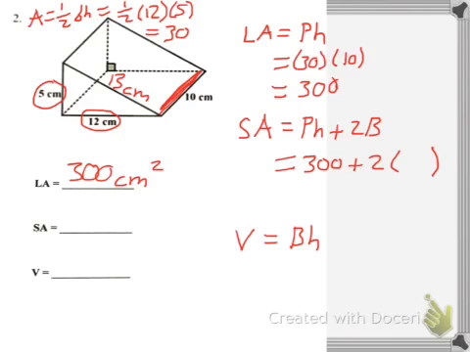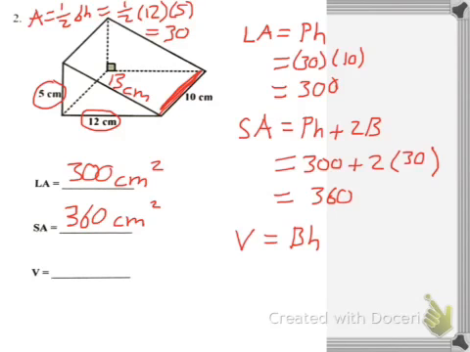Okay, so that is the area of the base. That's my capital B that we just found, which is 30. So put all that in your calculator. 300 plus 2 times 30 will give me 360. So surface area, 360 centimeters squared.